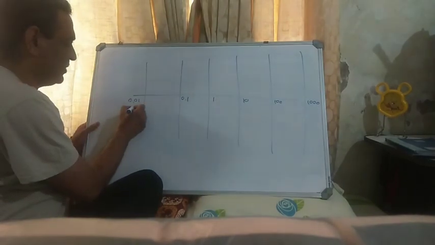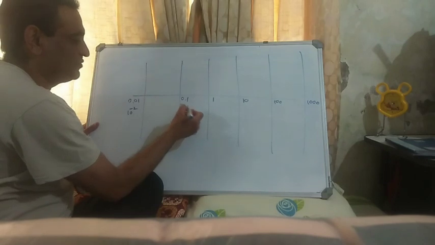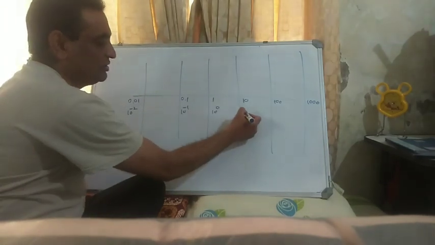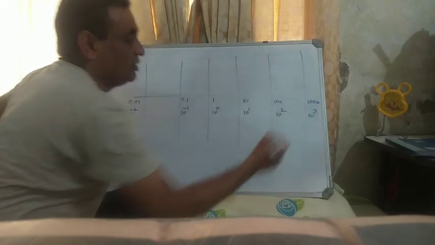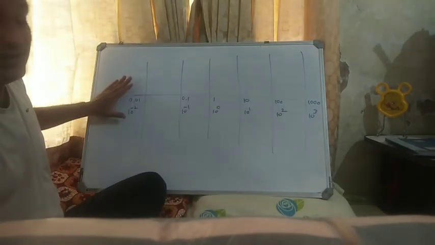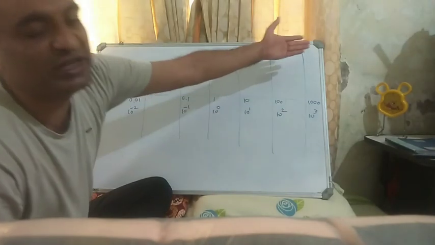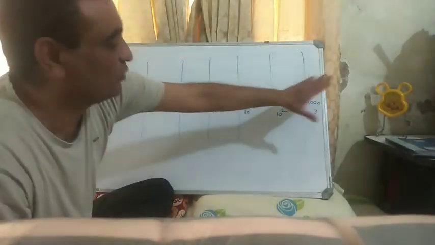This is nothing but 10 raised to minus 2. This is 10 raised to minus 1. This is 10 raised to 0. This is 10 raised to 1. This is 10 raised to 2. This is 10 raised to 3. So from 10 raised to minus 2 hertz to 10 raised to 3 hertz, I can accommodate the frequency range in a semi-log graph paper.